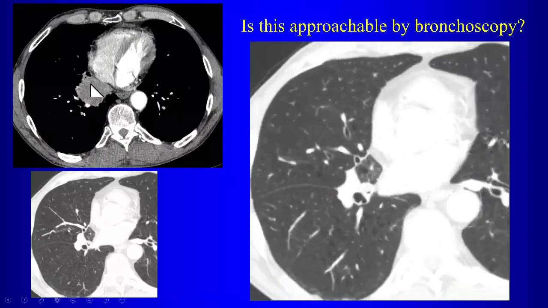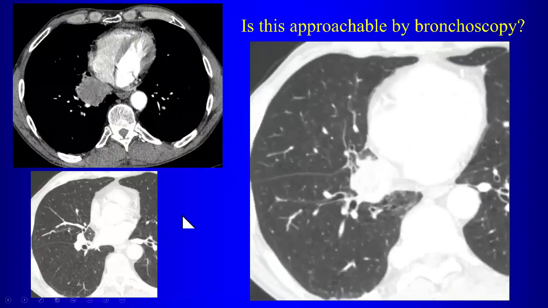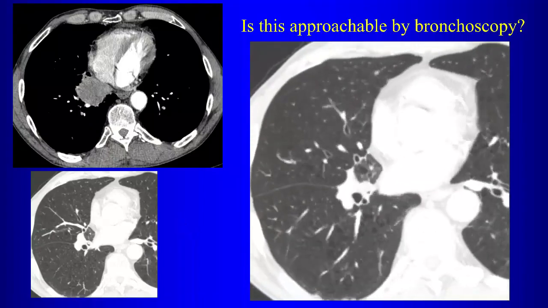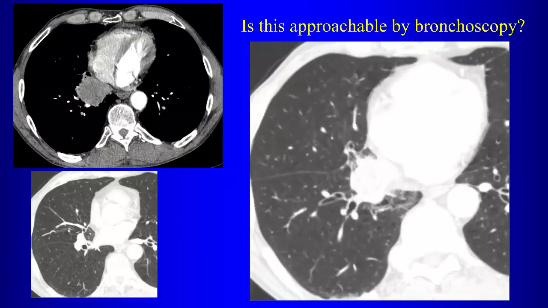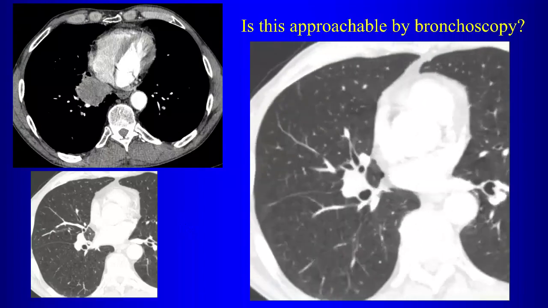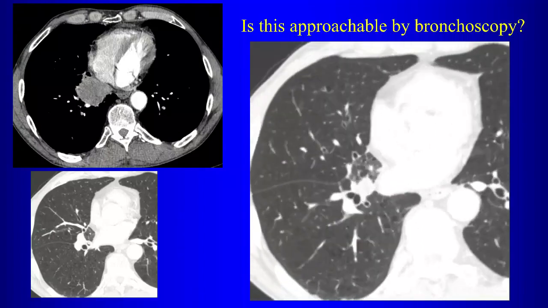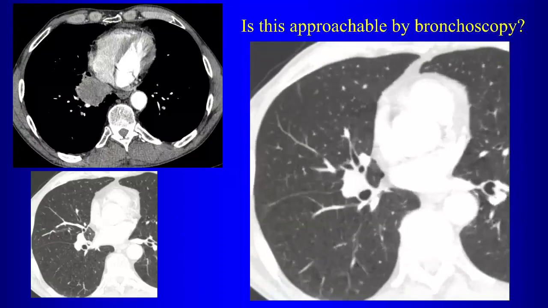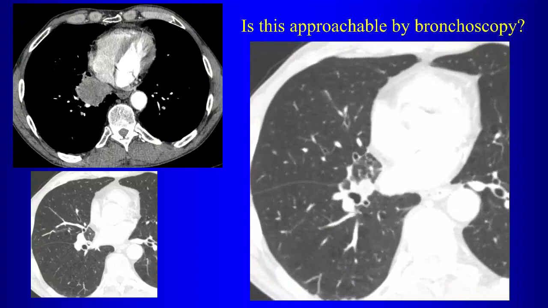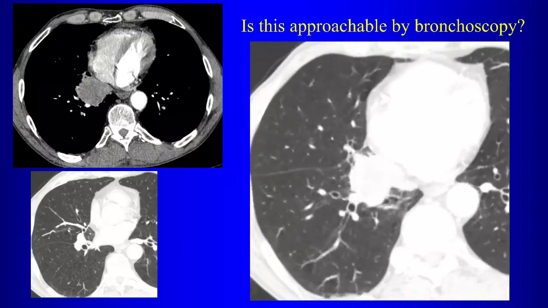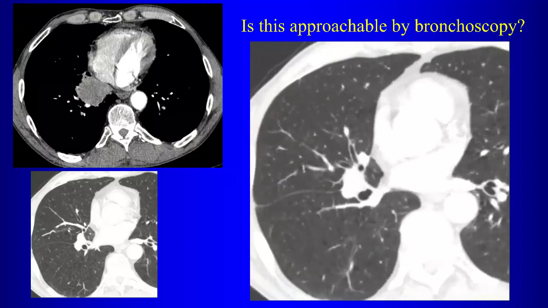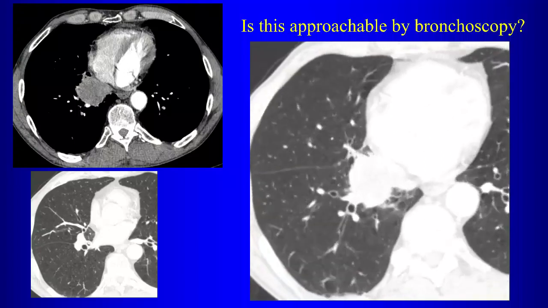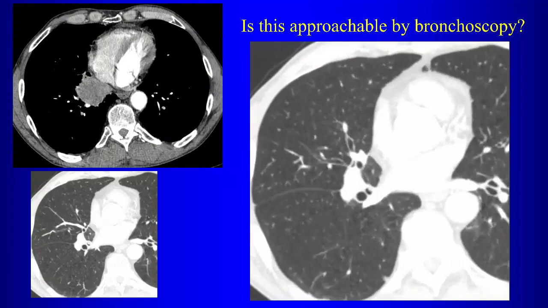Okay, big mass over here. Pulmonologist wants to do bronchoscopy, comes to you for your advice. Is this approachable by bronchoscopy? You will say, yes. Good. Where should I go? is the next question. To the right. Yeah, it's good to go on the right side. That's a good start. Right superior. Wait. No. Medial.